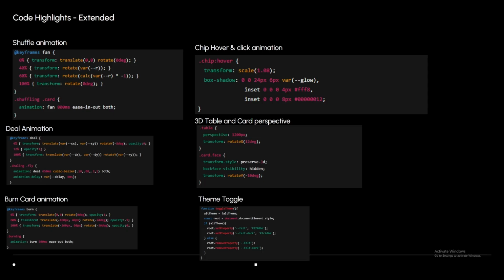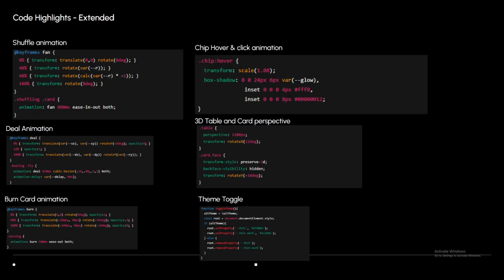The first one you can see is shuffle animation. This was used so each card has a variable for its custom rotation angle, and when the table gets the class shuffling, all cards animate fanning out and returning. The next one is deal animation. It uses custom CSS properties. You can see SX, SY, DX, and DY to define the card's start and end position. It creates a smooth slide deal animation with delays.